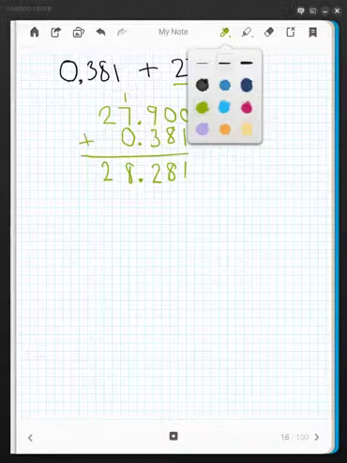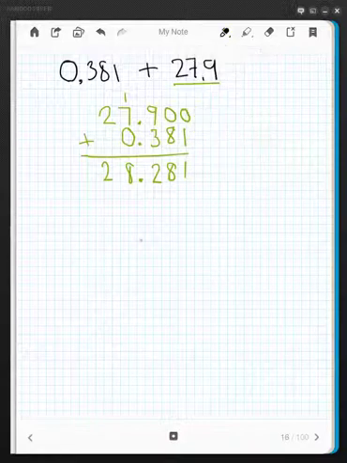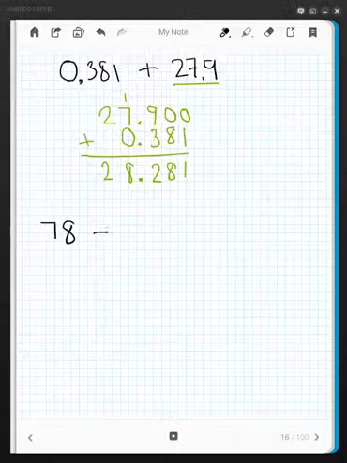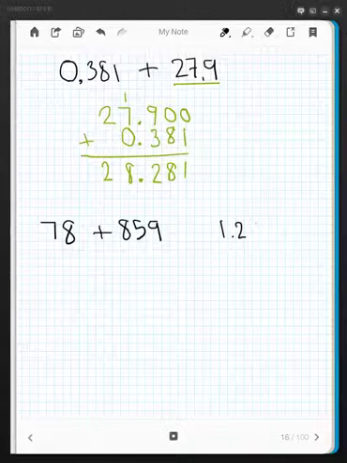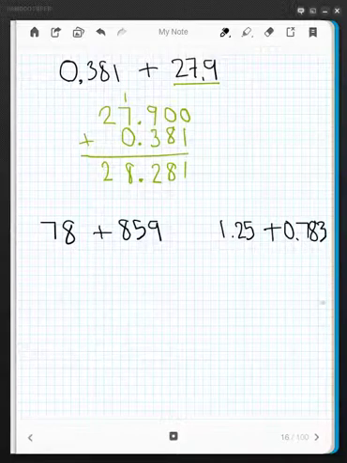So why don't you go ahead and try this next one on your own, or next two on your own. How about 78 plus 859, and then try 1.25 plus 0.783. I'll let you try those on your own. So maybe pause it and then check back and see if you got them correct.